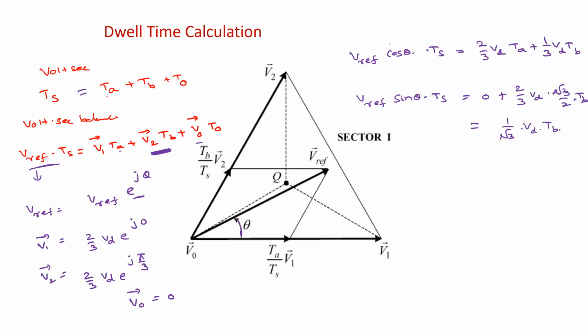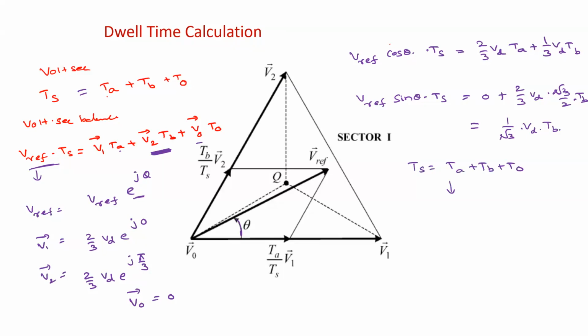So this is the relation we obtained. V reference cos theta Ts equal to 2 by 3 Vd TA plus 1 by 3 Vd into TB. V reference sin theta Ts equal to 1 by root 3 Vd into TB. So we have another one: Ts equal to TA plus TB plus T0.